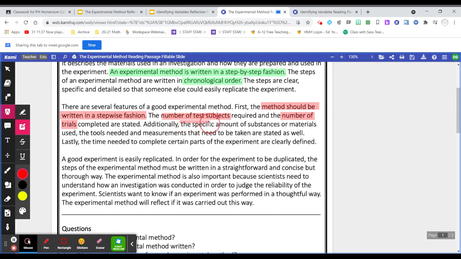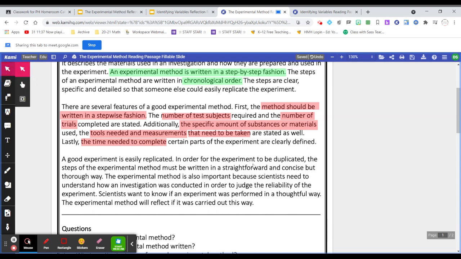Additionally, we also want to make sure that we're talking about specific amounts of substances and materials, as well as the tools needed and measurements that need to be taken, right? Finally, we want to include the time needed to complete certain parts, right? So we want to make sure that all of these are written out very clearly.